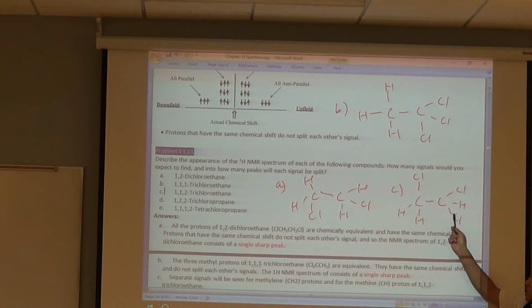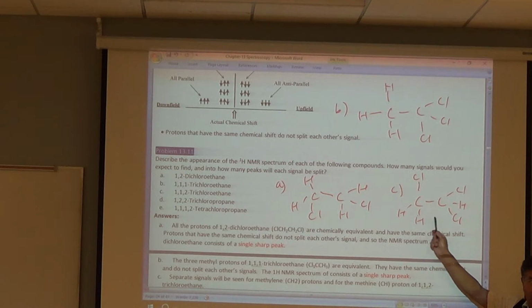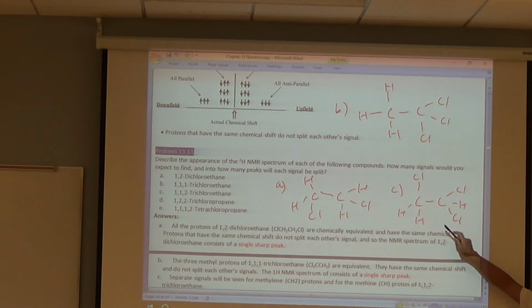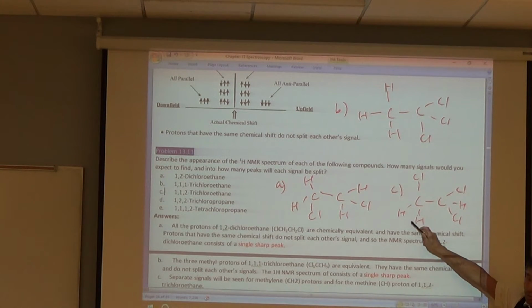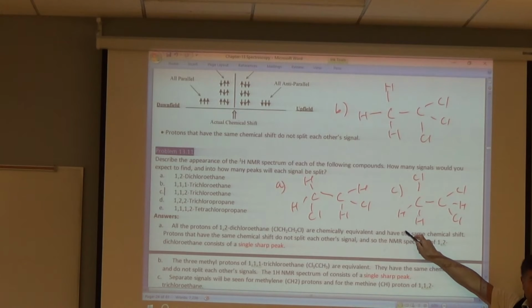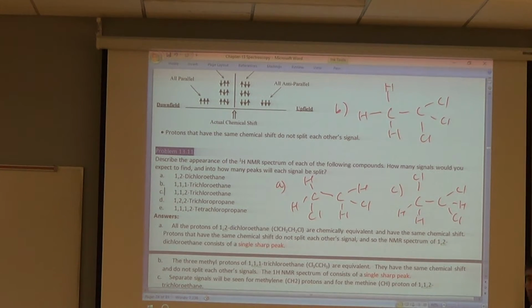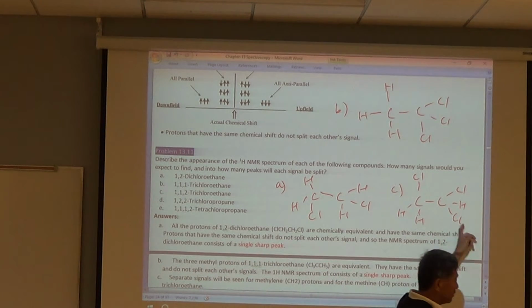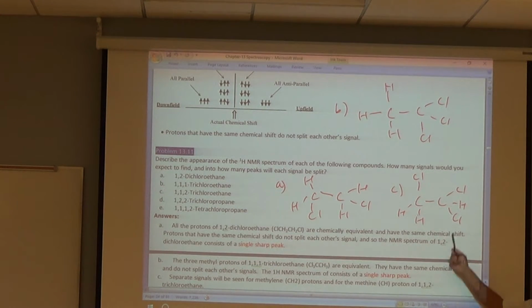This one has these 2 nearby. There's only one H, and 1 plus 1 is 2, so maybe these 2 will be a doublet. And then you can also use what we learned before: this H, the triplet, will be more downfield.